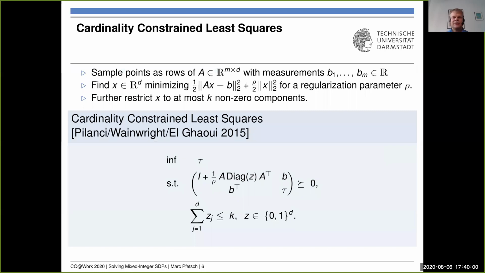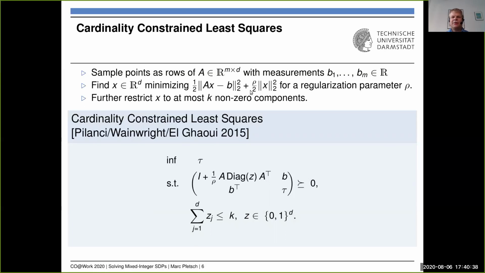The next application is quite different, cardinality constrained least squares. Here we are given sample points. They are collected as rows of a matrix A, which is m times d. So the sample points are in R^d. And then we have measurements b_1 up to b_m. So for each point, we have one measurement. And the goal is to find x in R^d that minimizes this expression. So we are minimizing the Euclidean squared error between Ax and b.